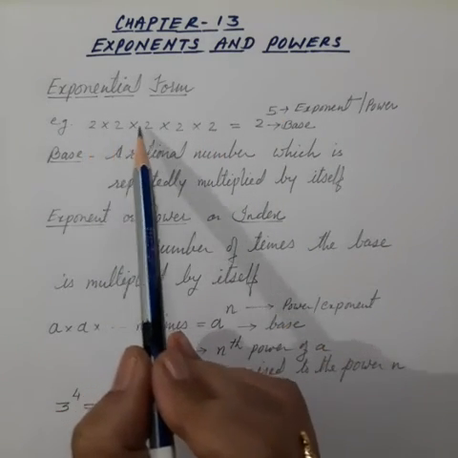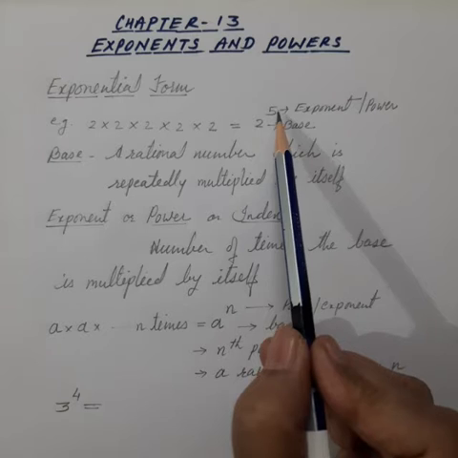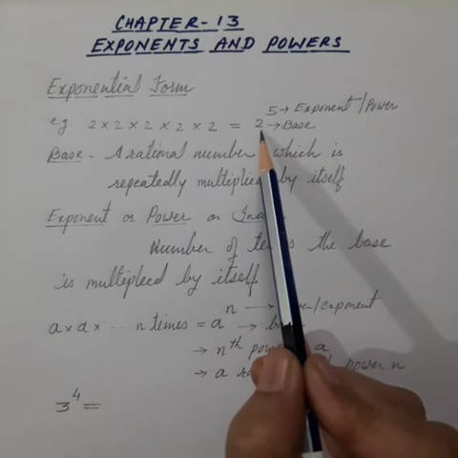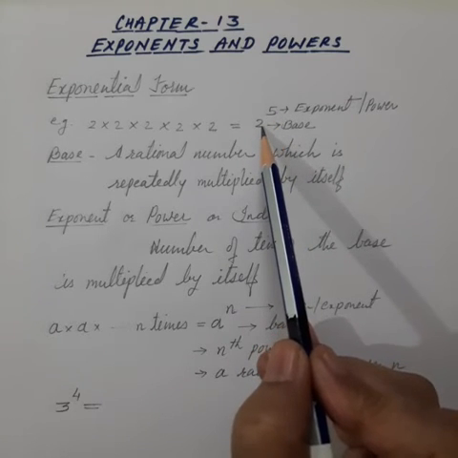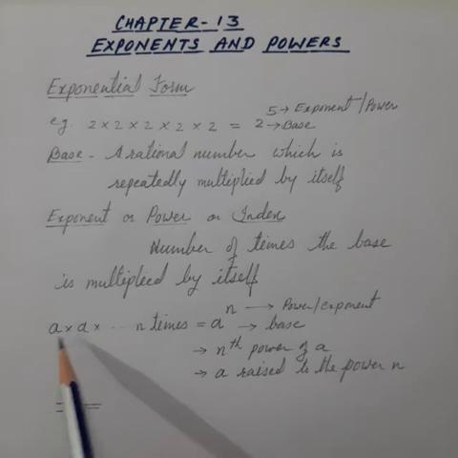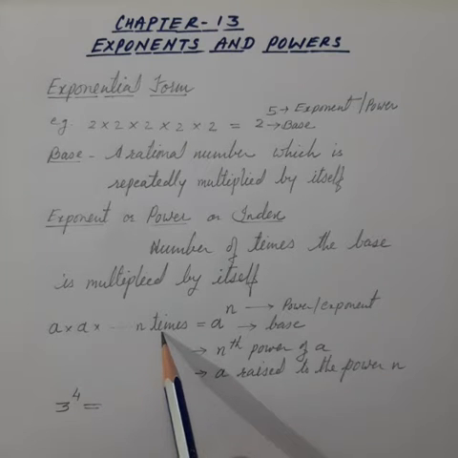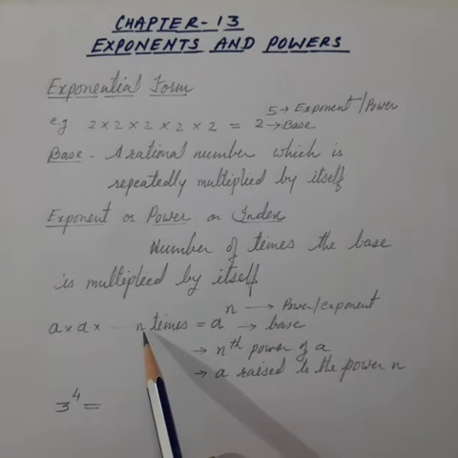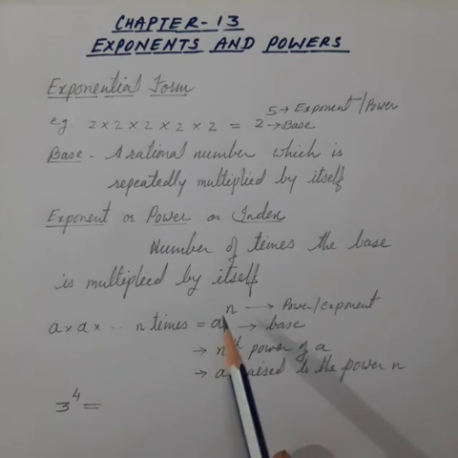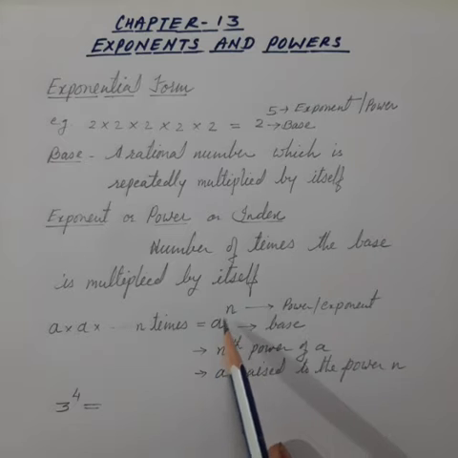Here 2 is repeatedly multiplied by itself 5 times, so 5 is the exponent, and this exponential form we can read as 2 raised to the power 5 or fifth power of 2. If a number a is multiplied by itself n times, here number a is multiplied repeatedly, so a is called the base. And how many times is it repeatedly multiplied? It is repeatedly multiplied n times, so n is the power or exponent, and we read it as a raised to the power n or nth power of a.